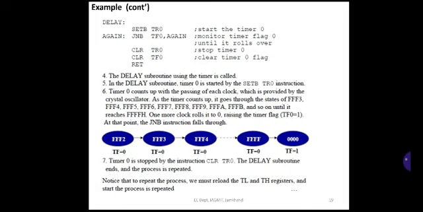When it reaches FFFF, from FFFF it rolls over to the next value 0000. Whenever it rolls over, timer flag TF becomes 1. So monitor timer flag 0 until it rolls over. Whenever the value goes from FFFF to 0000, the timer flag becomes 1. Observe the figure here in step number 6. From FFFF, the next value is 0000. So TF value was 0 earlier, now it becomes 1.